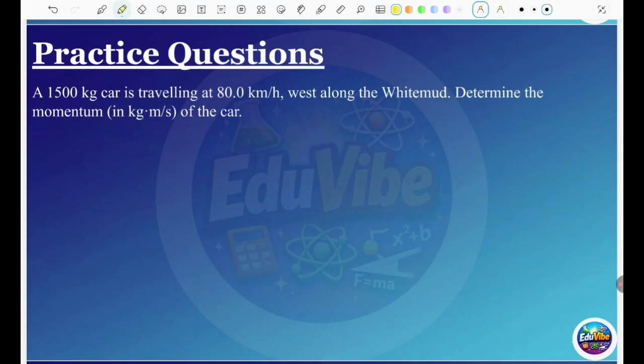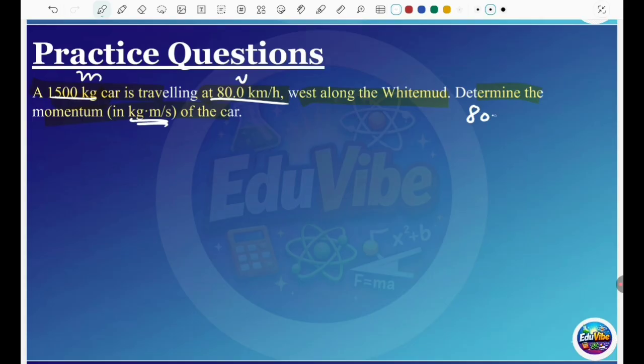Now we're doing some practice questions of each type, which are very important from the diploma point of view. The first question says a 1500 kg car is traveling at 80.0 km per hour west along the road. Determine the momentum in kg·m/s of the car. The mass is given, and we have a velocity, but the velocity is in kilometers per hour. We have to convert it to meters per second because we want momentum in kg·m/s.